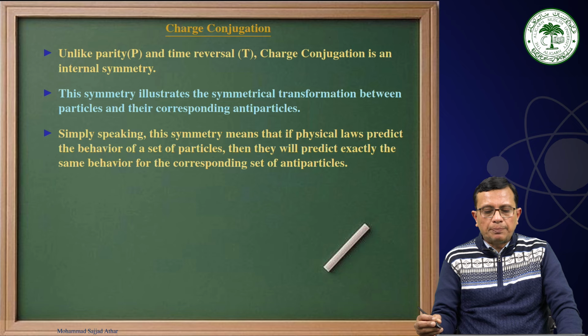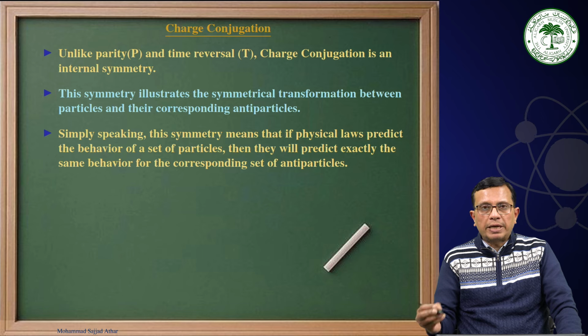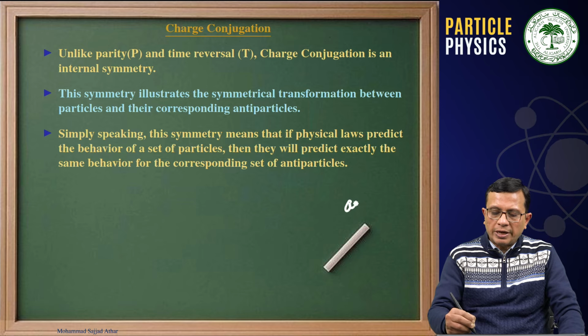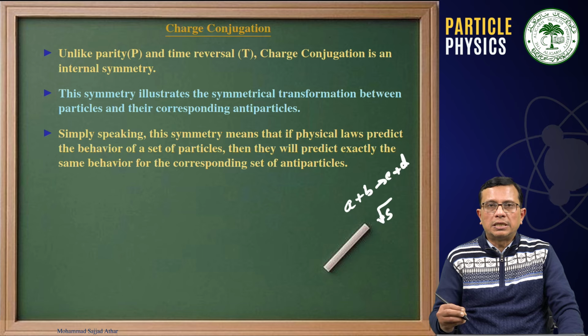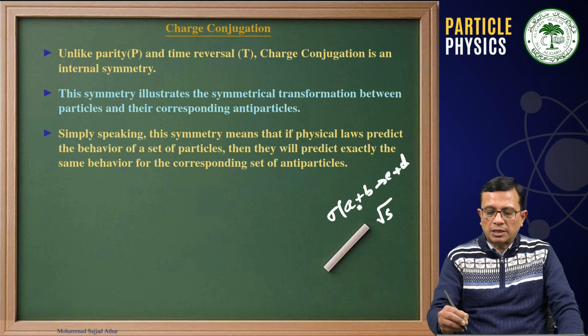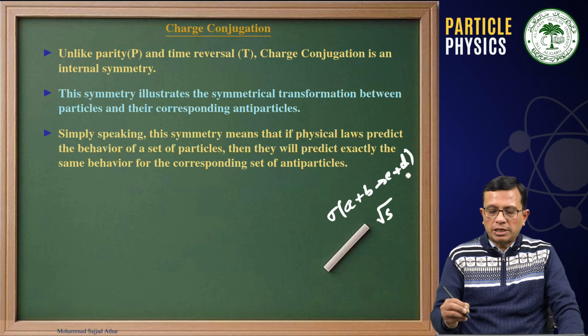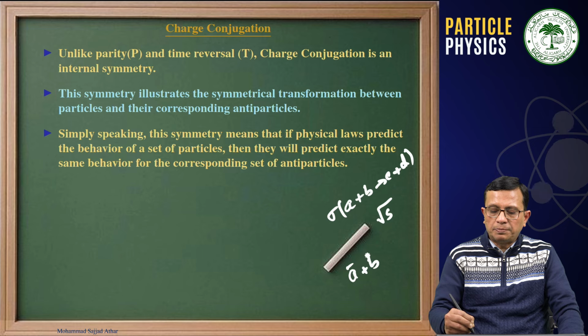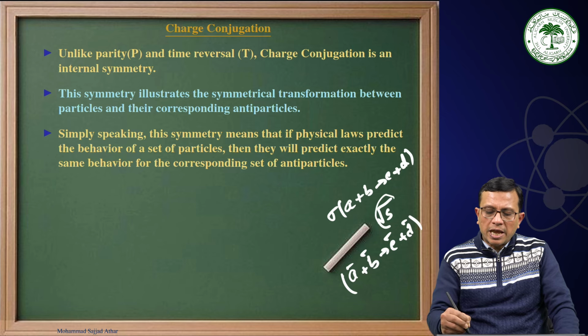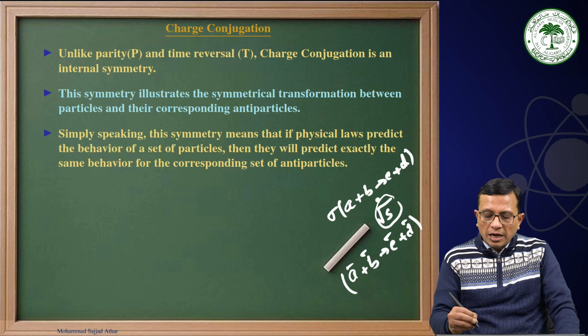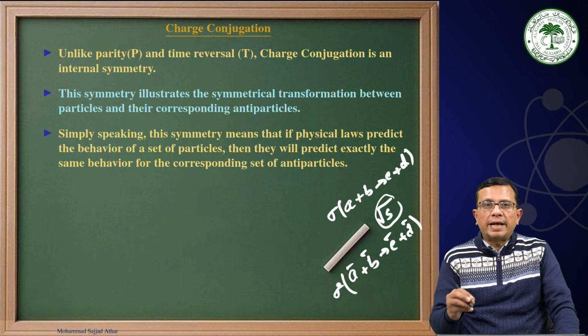Simply speaking, this symmetry means that if physical laws predict the behavior of a set of particles, then they will predict exactly the same behavior for the corresponding set of antiparticles. Suppose, for example, I am talking about a reaction A plus B going to C plus D, and at some center of mass energy I have obtained the cross section for this reaction. Then we apply the charge conjugation operation, and we have A bar plus B bar going to C bar plus D bar. It tells you that at this same center of mass energy, the value of the cross section will be exactly the same.